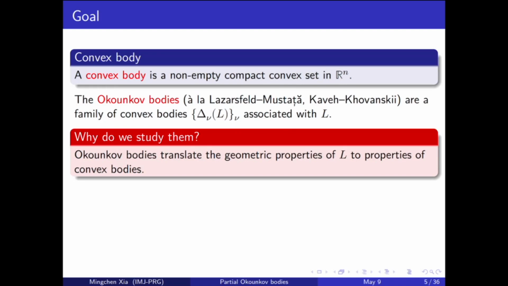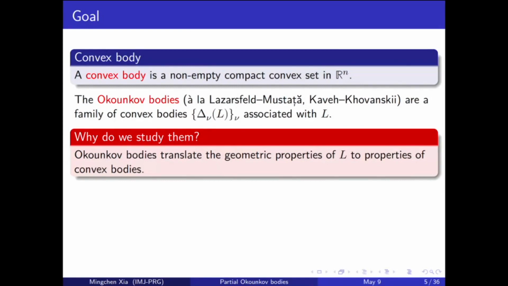But the question is, why do we study these convex bodies? The idea actually came from toric geometry. As is well known in toric geometry, people can always translate geometric information into the study of the corresponding convex bodies. And in the non-toric situation, we really want to use these Okounkov bodies as a replacement of the convex bodies appearing in toric geometry. So the main motivation to study these convex bodies is the following slogan. The Okounkov body is an effective way to translate the geometric properties of our given line bundle L into properties of convex bodies.